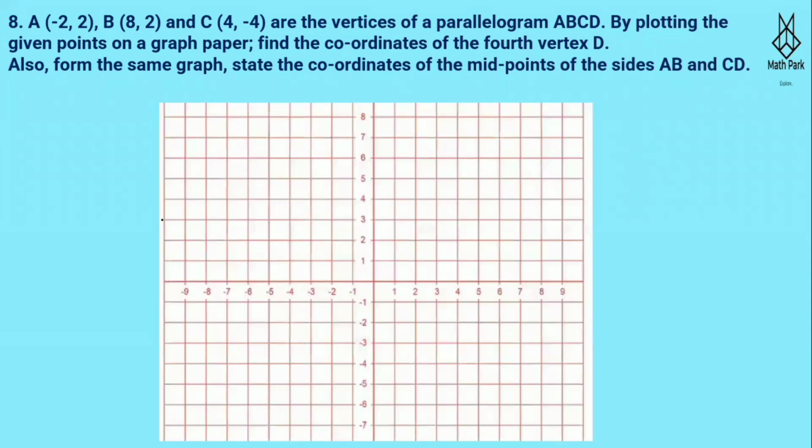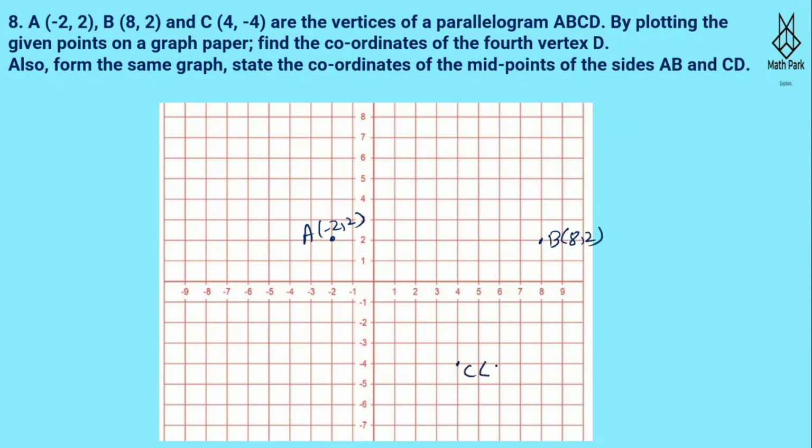So let us plot the given points. A (-2, 2). So this is your point A, which is (-2, 2). Then B (8, 2). This is B (8, 2), the second point. Then C (4, -4). (4, -4) is C.